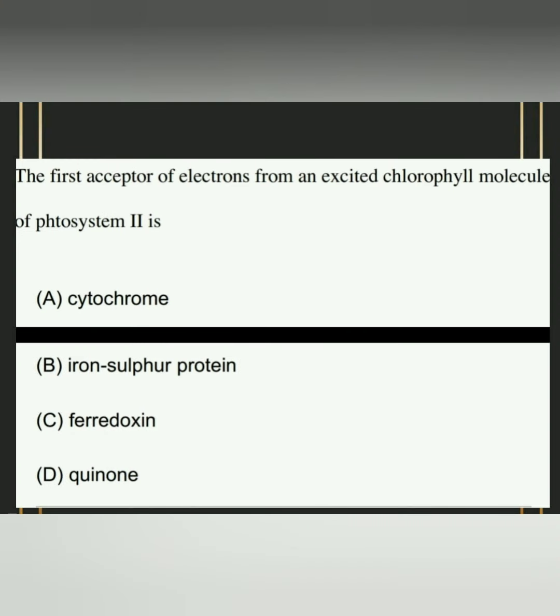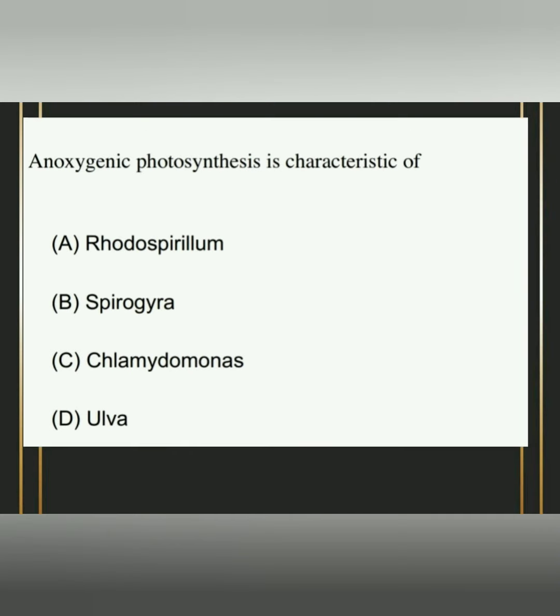The first acceptor of electrons from an excited chlorophyll molecule of photosystem 2 is cytochrome, iron sulfur protein, ferredoxin, quinone. So the answer to this question is option D. Anoxygenic photosynthesis is characteristic of Rhodospirillum, Spirogyra, Chlamydomonas, Anabaena. So the answer to this question is option A, Rhodospirillum.